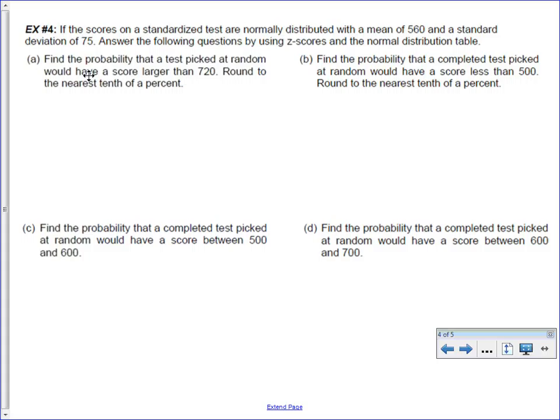Example 4 says, if the scores on a standardized test are normally distributed with a mean of 560, important information, and a standard deviation of 75, answer the following questions using z-scores and a normal distribution table. Part A: find the probability that a test picked at random would have a score larger than 720, rounded to the nearest tenth of a percent. When you hear probability, what we want to know is, I'm going to illustrate what we're looking for here. So here's our normal distribution curve. Our mean is 560, so that goes in the middle, right?